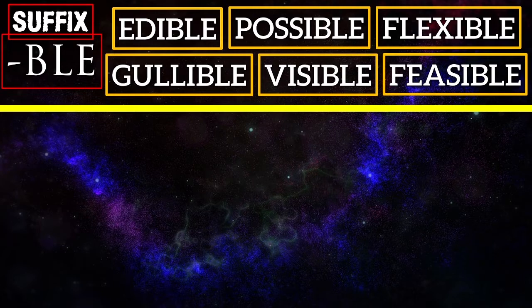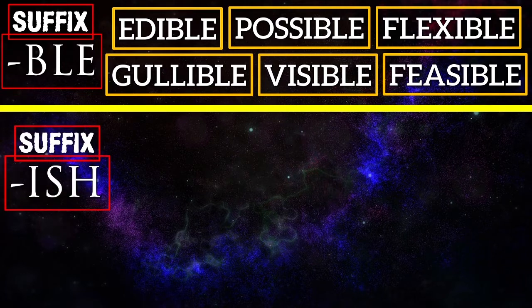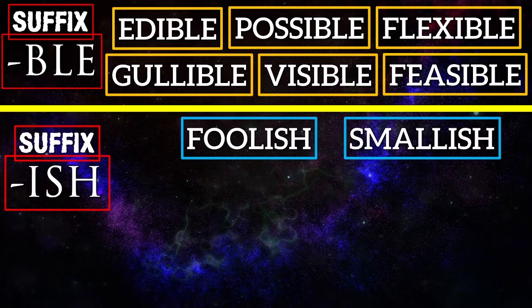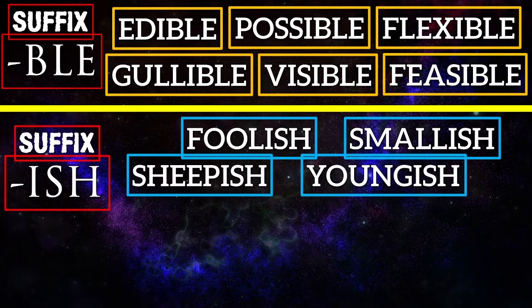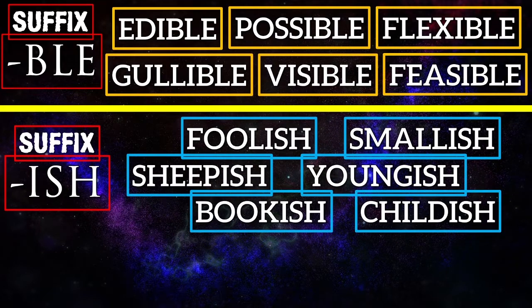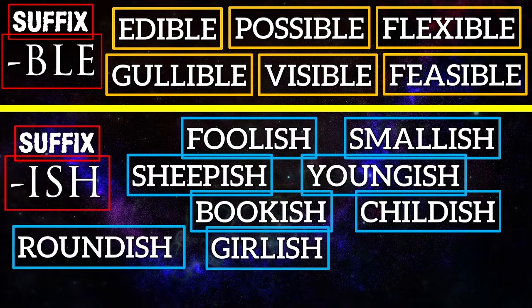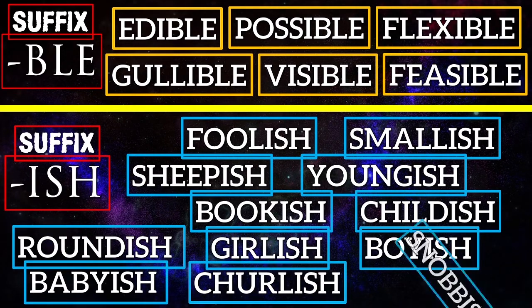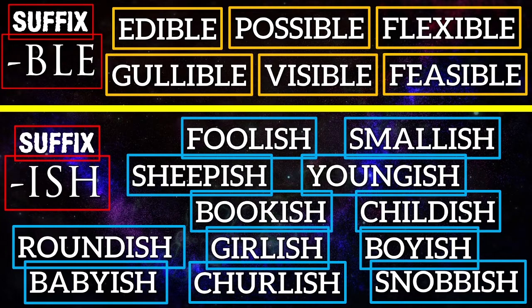Let's go on to see how to recognize adjectives. You can also recognize adjectives by the addition of the suffix ish to any word. For instance, foolish, smallish, sheepish, youngish, bookish, childish, roundish, girlish, boyish, babyish, churlish, and snobbish. You have so many other words in that category that you can form yourself.